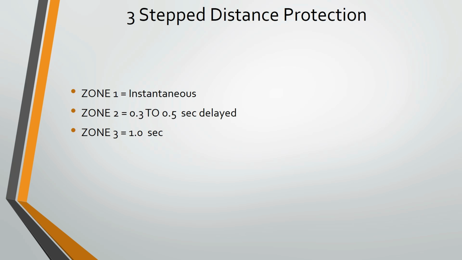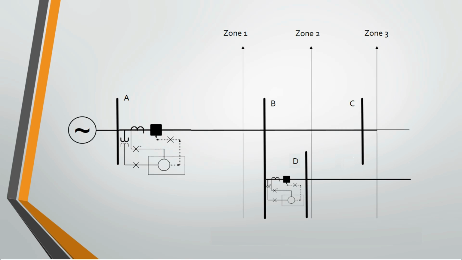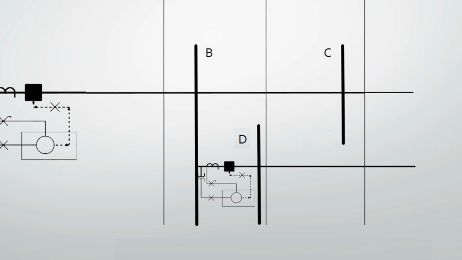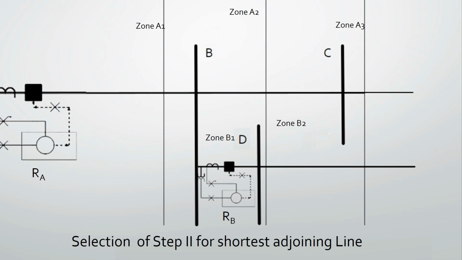Let us consider the concept of shortest adjoining line. Here, line AB is the primary line under protection. BC and BD are adjoining lines of line AB. BC is longer than line BD. So the shortest adjoining line is line BD with respect to line AB. Let's zoom into that section. These are the zones of relay RA and relay RB. Both have different protection scheme relays.